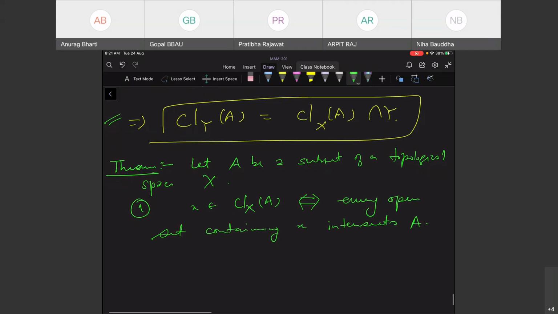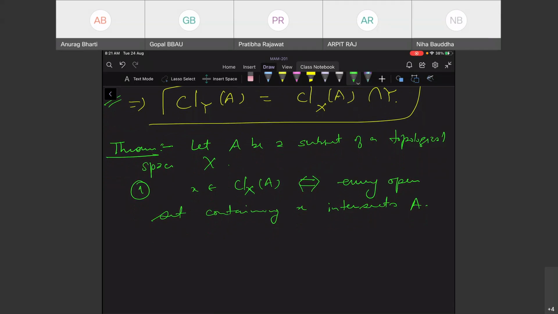What does it mean by intersect with A? Any set U intersects with A means U intersection A is non-empty. This is what intersect means. Let us prove this result.